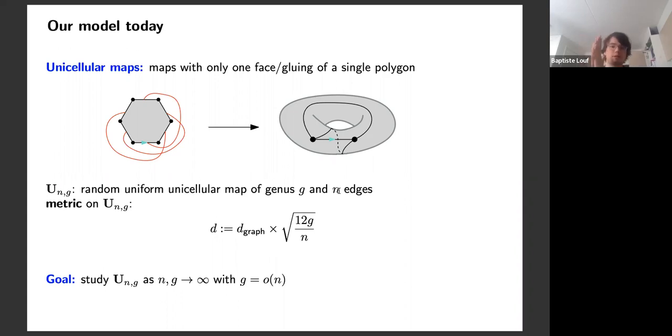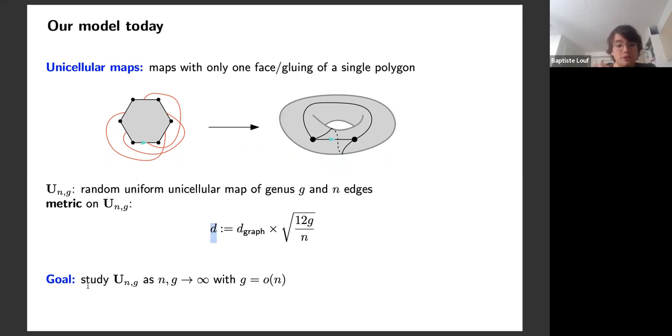I'm going to consider these unicellular maps as metric spaces, and I'm going to endow them with a distance, which is almost natural. It starts with the graph distance. The graph distance between two points is just the length of the shortest path between them. I guess you all know that. But I'm going to rescale this graph distance by this weird factor, square root of 12g over n. So that's my distance now.